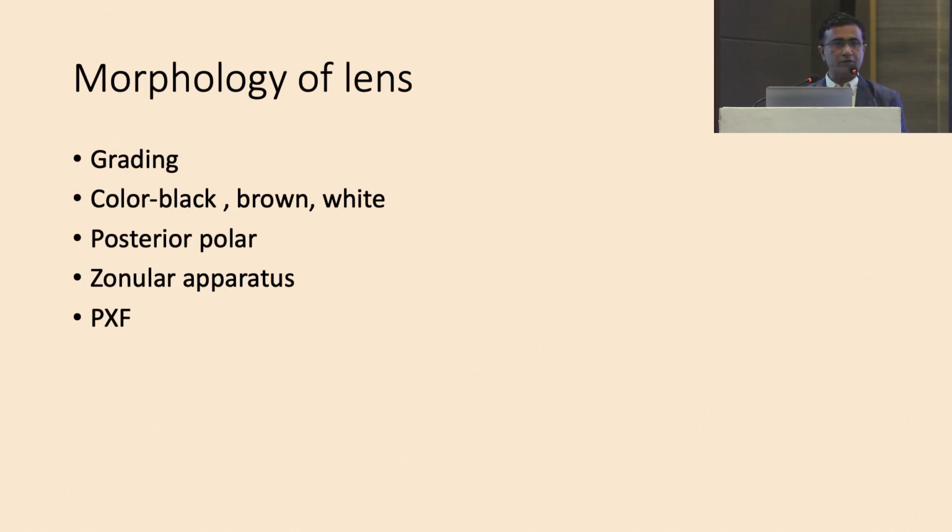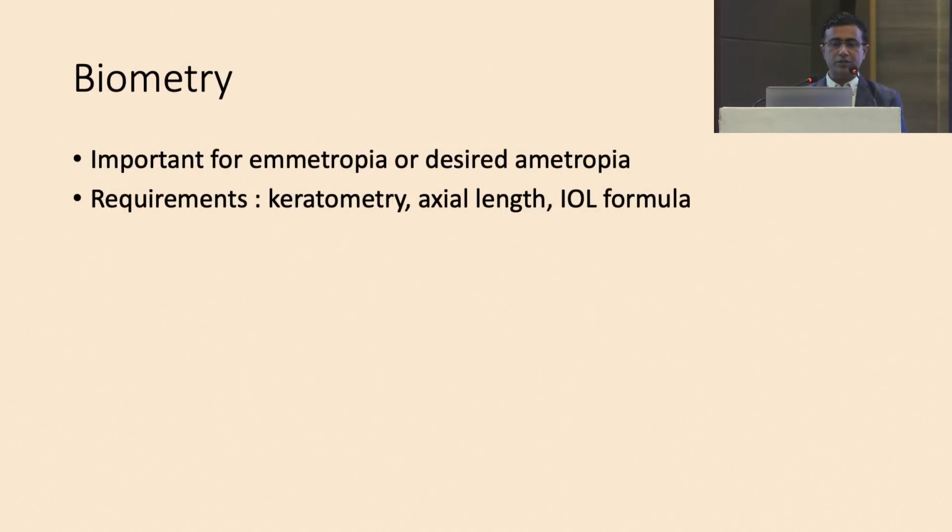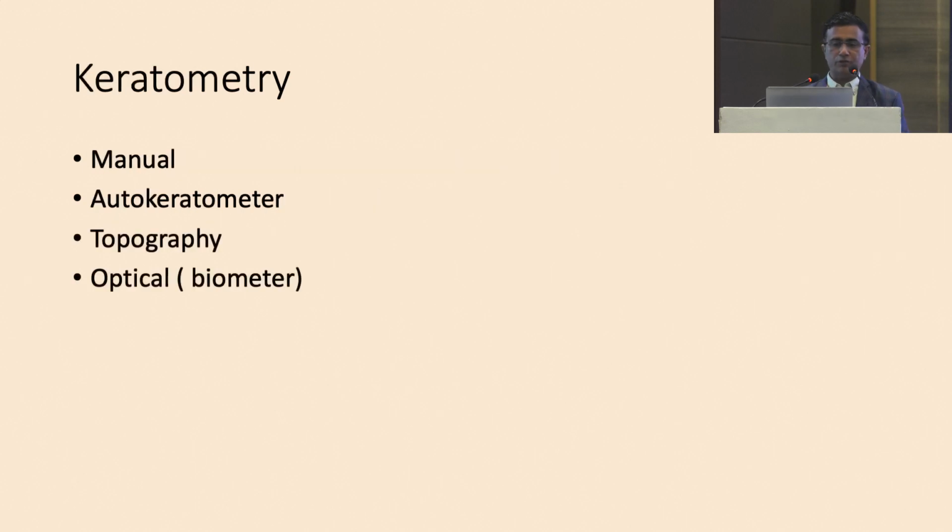Posterior polar cataract with obvious dehiscence may create problems intraoperatively, so that should be explained in the preoperative session itself: that you may have dehiscence and may have to undergo a second surgery if something goes wrong. Retinal examination should be done in each and every case. Biometry, as Dr. Harbanslal has suggested, you must do properly, and the requirements are keratometry, axial length, and IOL power calculation formulas.